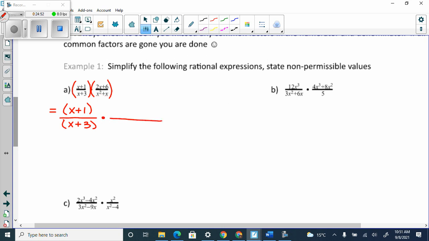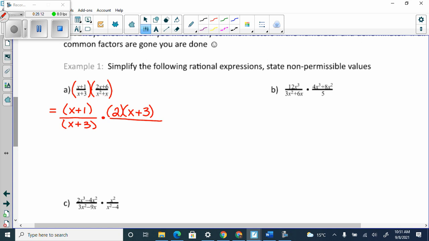Okay, top right. Can I do anything? What can I take out? A 2. 2x divided by 2 is x, plus sign. 6 divided by 2 is 3. I put my 2 in brackets.